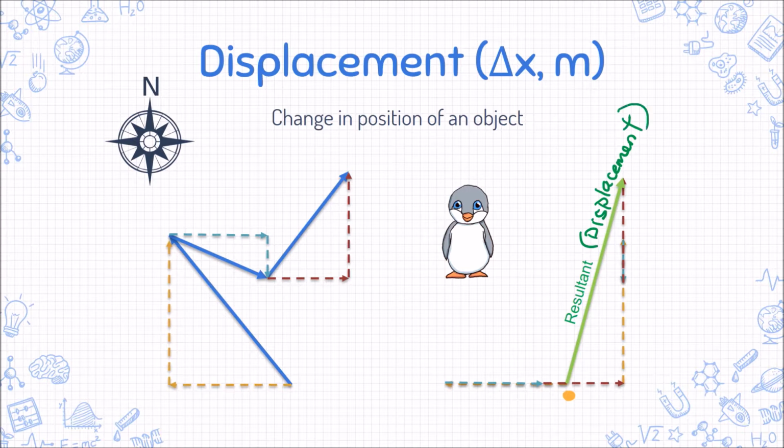So that is his total displacement. And if we compare that to our original diagram, we can see that this is the same. So it doesn't matter what order we add the vectors in, we will get the same result.